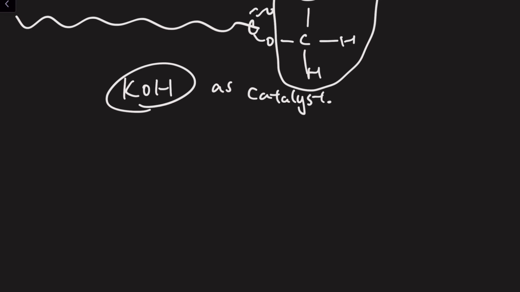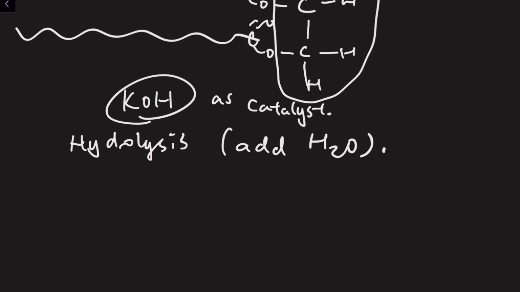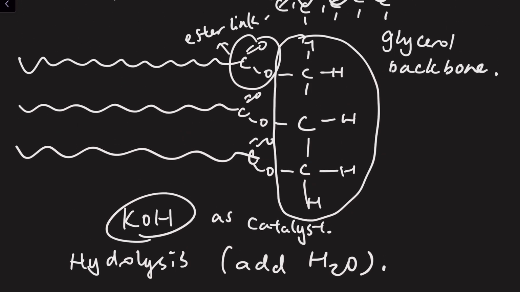So the first step is called hydrolysis. Hydrolysis means add H2O, add water. And by adding water, we can break this ester link. We can separate it into 2 parts. So we separate into 3 fatty acids and the glycerine molecule. So let's have a look.